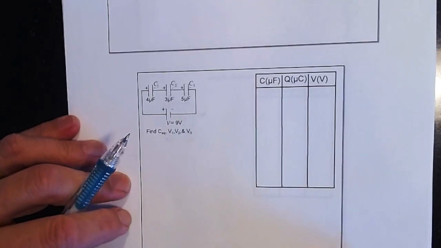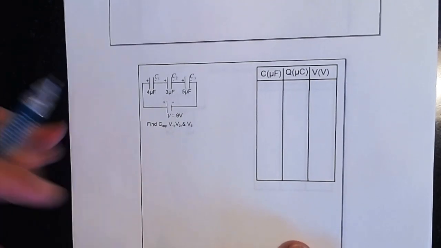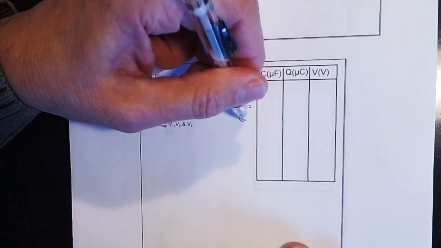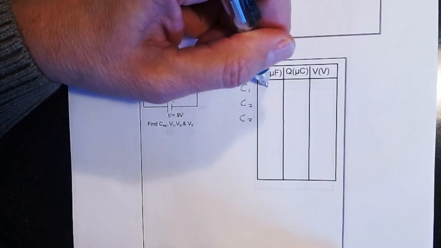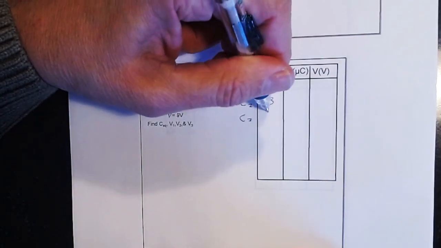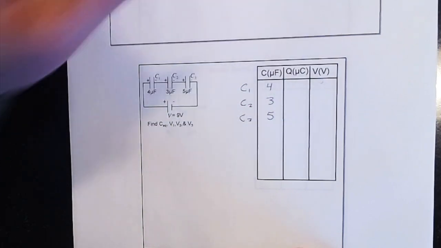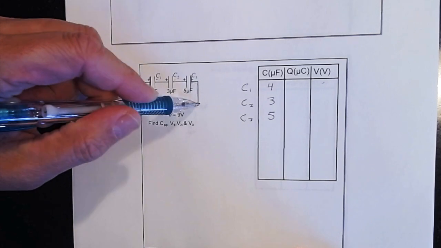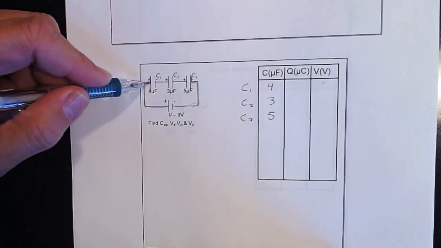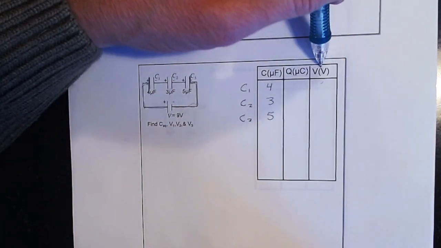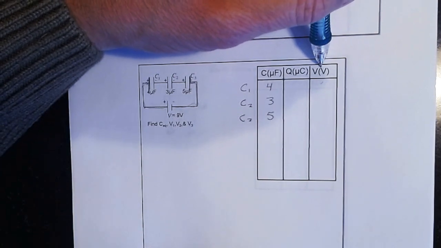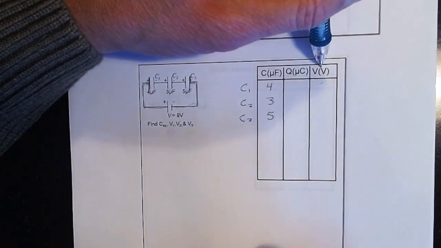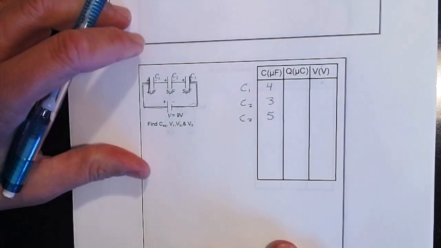This is a series, and I'll go C1, C2, C3. The capacitance is 4 microfarads, 3 microfarads, 5 microfarads. The voltage difference is between here and here, right? That side's connected to the bottom of C3. This one's connected to the top of C1. So we do not know the voltages. Okay, so now we've got a little bit of an issue. We've actually got to figure out how we're going to do this.